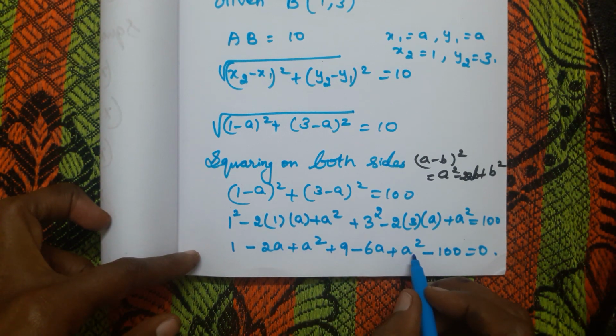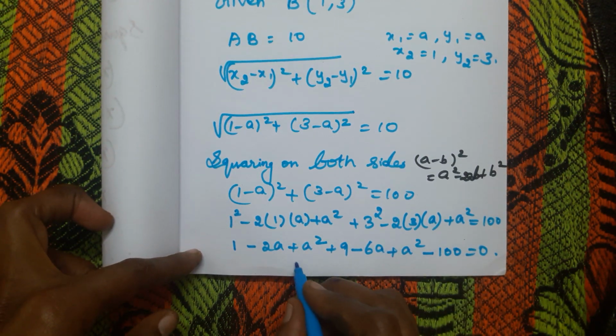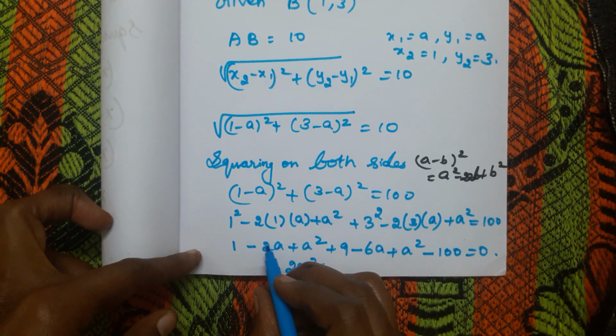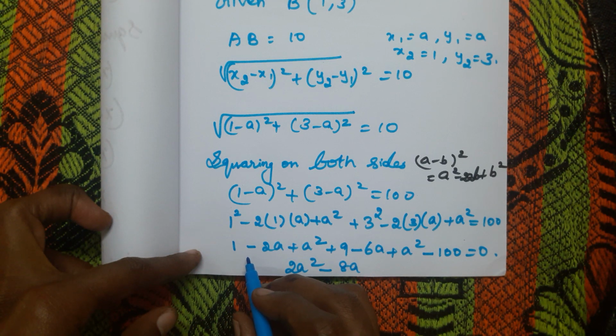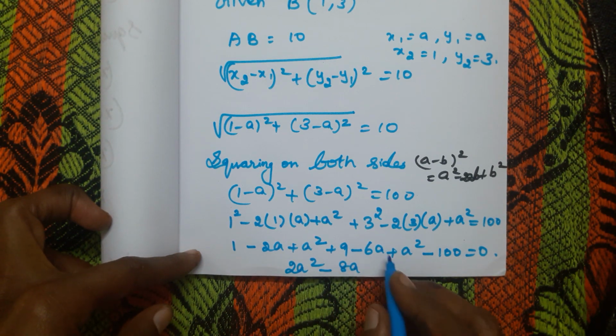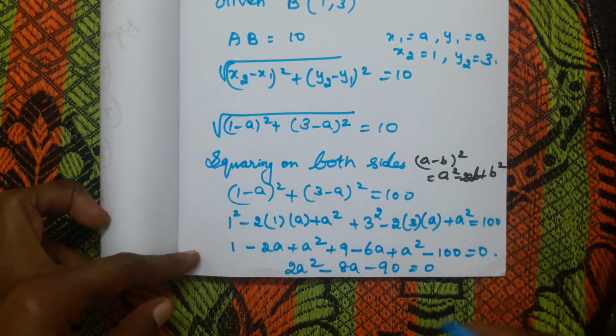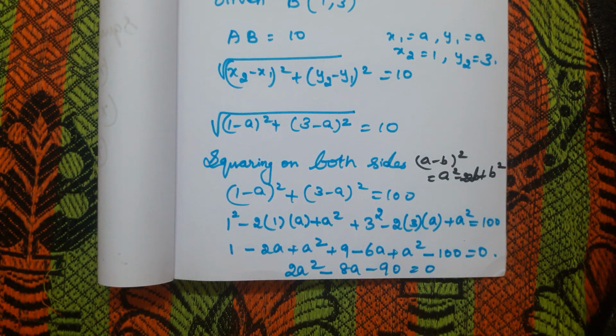Next A square plus A square is 2A square. Next minus 2A minus 6A is minus 8A. 1 plus 9 is 10, 10 minus 100 is minus 90, is equal to 0. So we are getting 2A square minus 8A minus 90 is equal to 0. When we are dividing by 2, what will we get? A square minus 4A minus 45 is equal to 0.